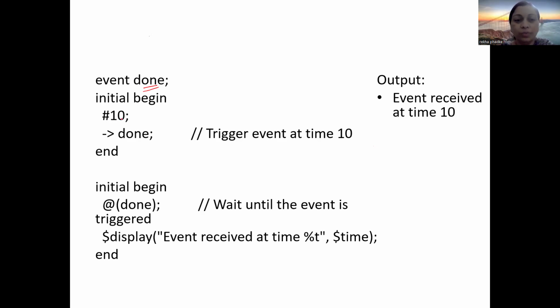So inside the initial begin process, after a delay of 10, I'm triggering the event done. So this is one block which is triggering the event, and I have one more parallel block which is waiting for the event to be triggered. So at done, when this event gets triggered, it is recognized here by this block. It then goes to the statement saying event received at time. So at 10 this got triggered, and at the same time this recognizes that trigger, and this display command gets executed. So event received at time 10.